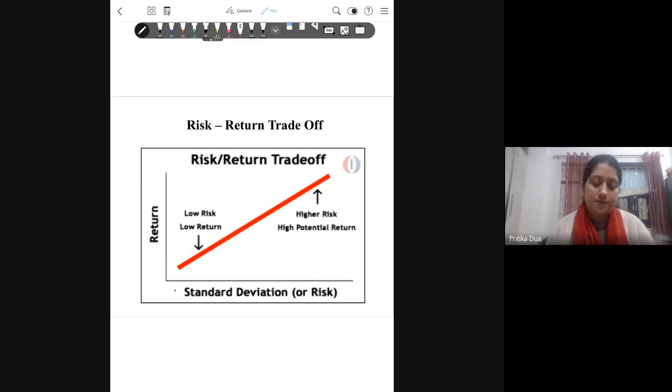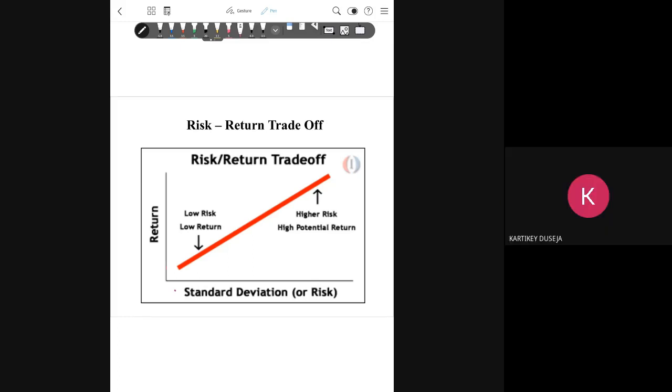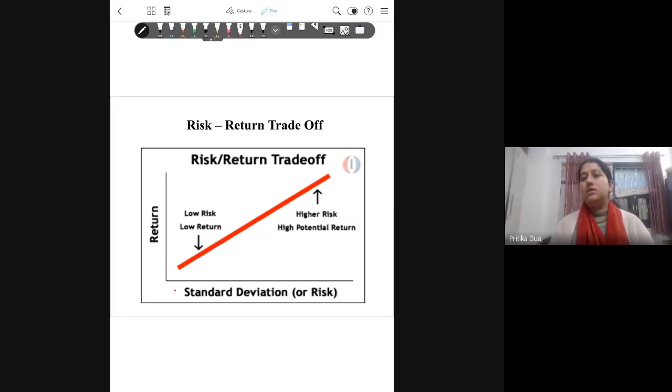Which article? Your voice is not clear. There's some disturbance. But I think you, Kartik, use the chat box, put it in there once. By that time, anyone else?